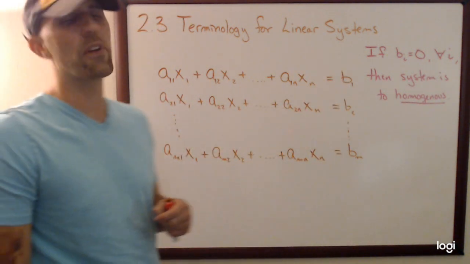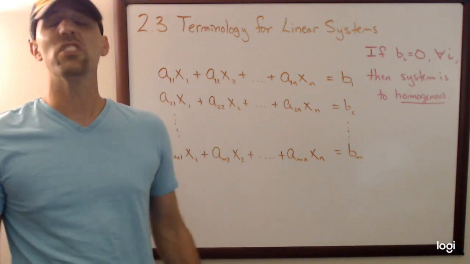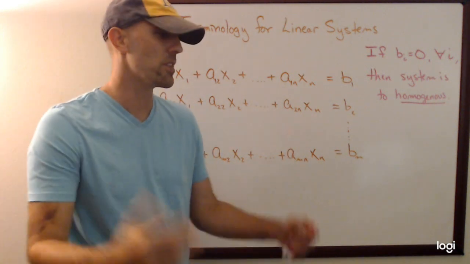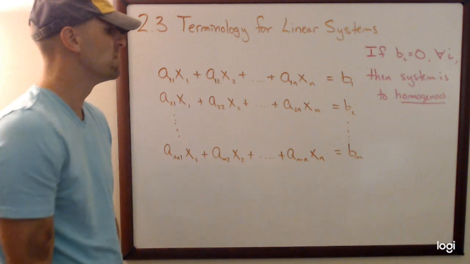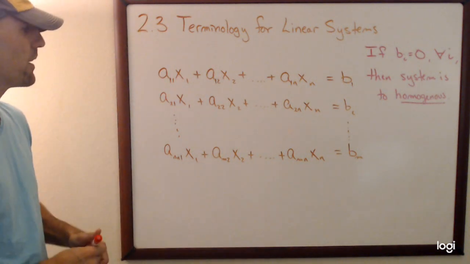Okay, and what if they're not all 0? Well, then it's non-homogeneous, right? It's the exact opposite of homogeneous. Makes sense. Okay. Fair enough.